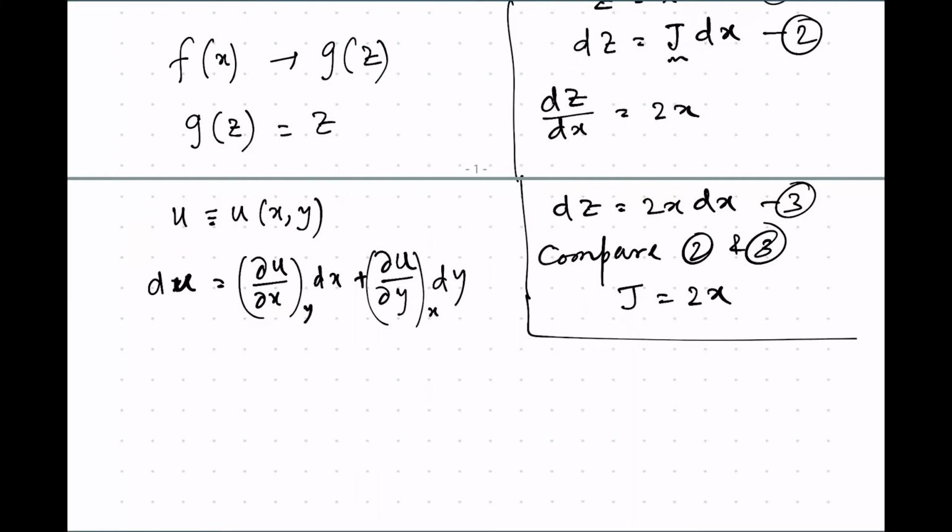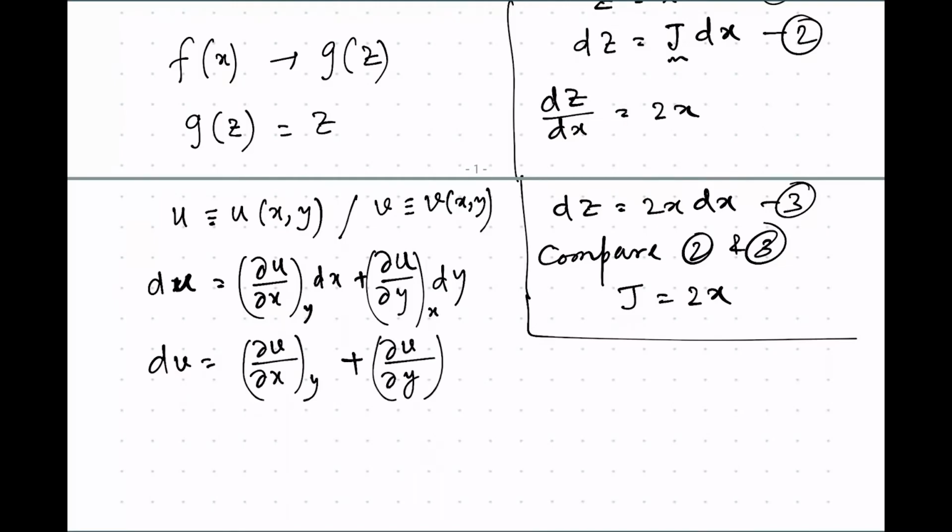So, u is a function, and let us say v is also a function of x and y. So, I can write dv as del v del x at a constant y dx plus del v del y at a constant x dy. Now, I get equation 4 and equation 5.